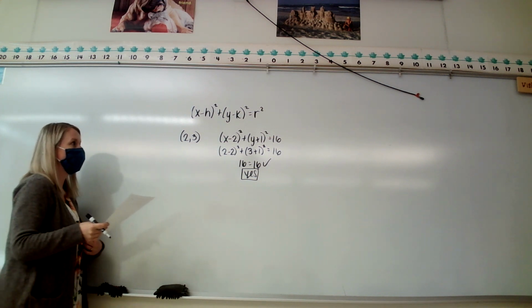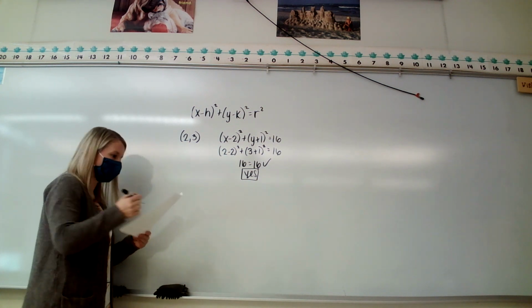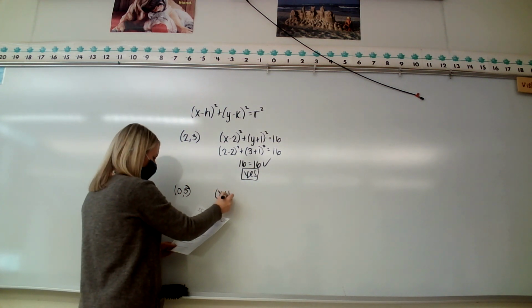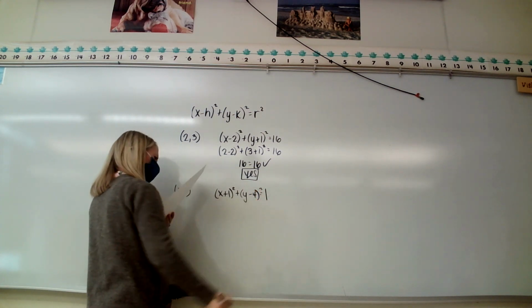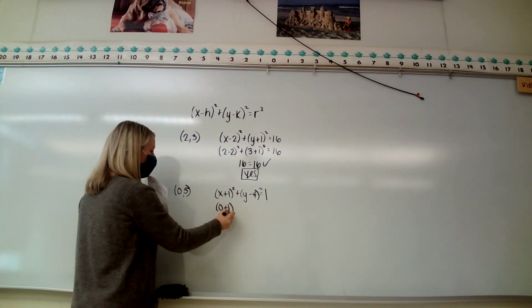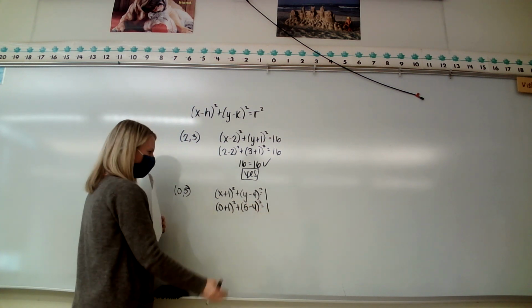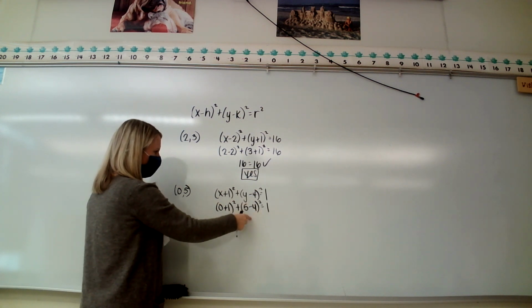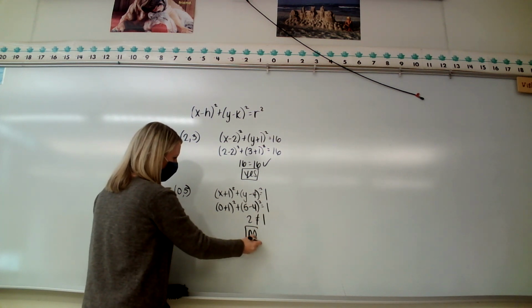So you can check anything in any equation that you have just by plugging it in and seeing if it makes sense. Let's do the next one quick. So we have the point 0, 5. We want to know, is it on the circle x plus 1 squared plus y minus 4 squared equals 1? So plug it in. 0 plus 1 squared plus 5 minus 4 squared equals 1. No, that won't work, right? Because that's 1 squared, which is 1, plus 1 squared, which is 1. That would be 2 equals 1. That doesn't make sense. So we would say, no, that is not on the circle.